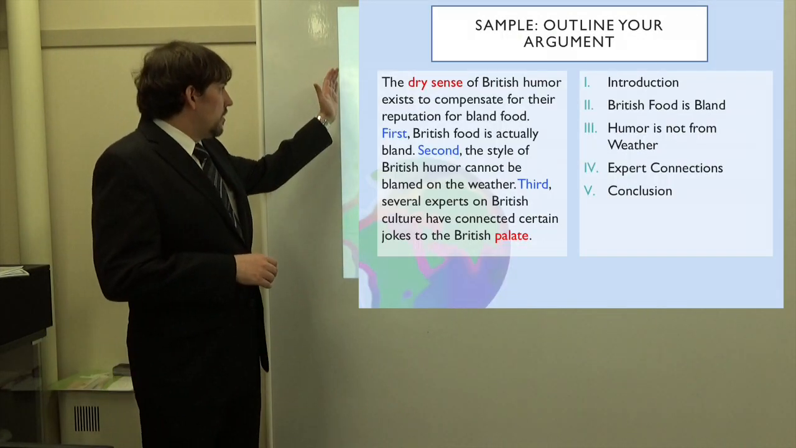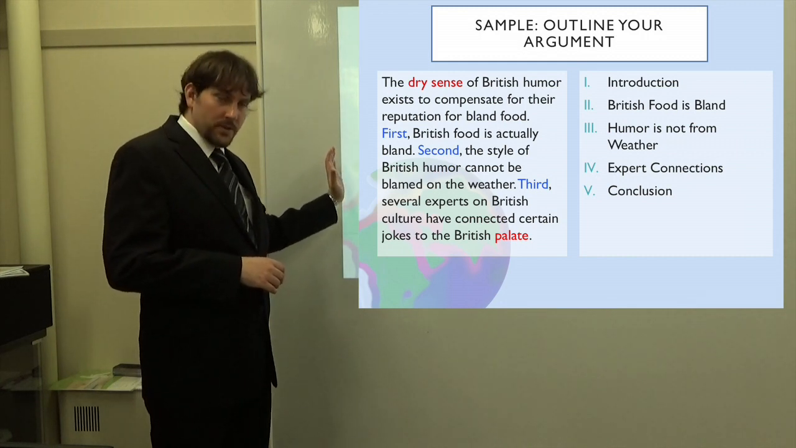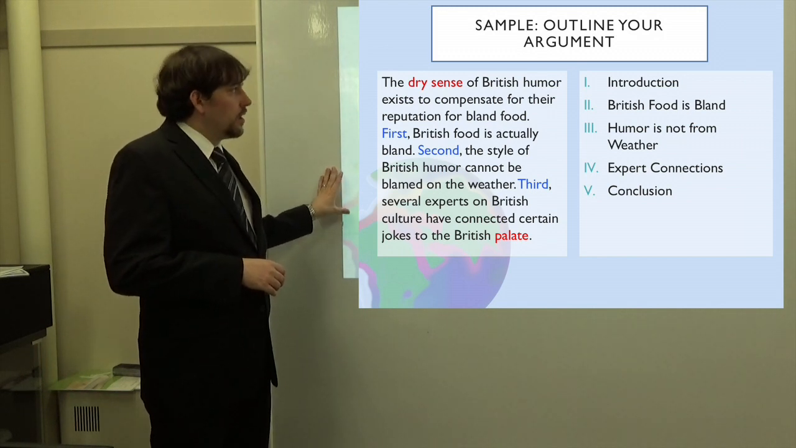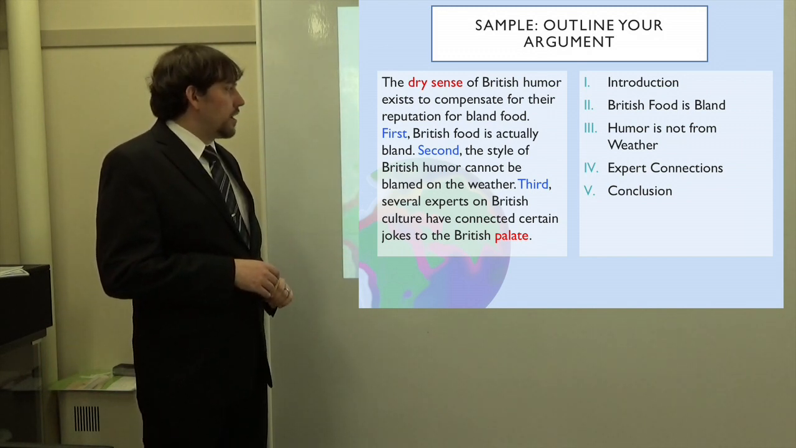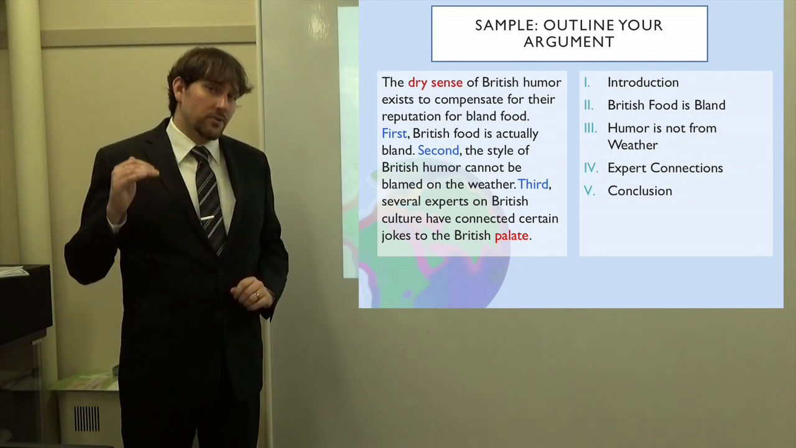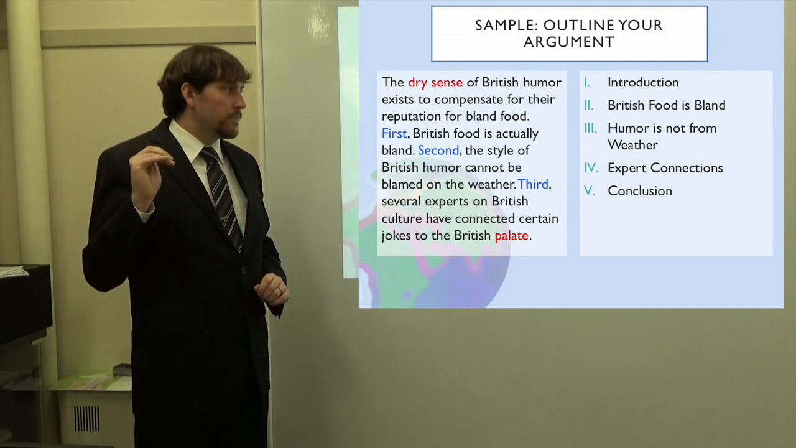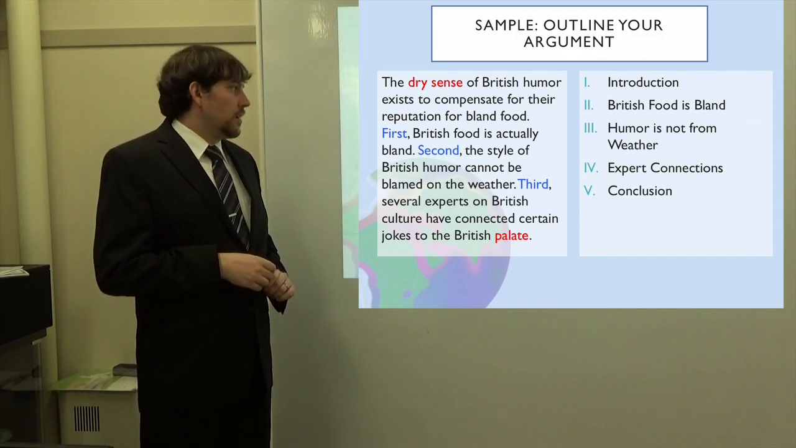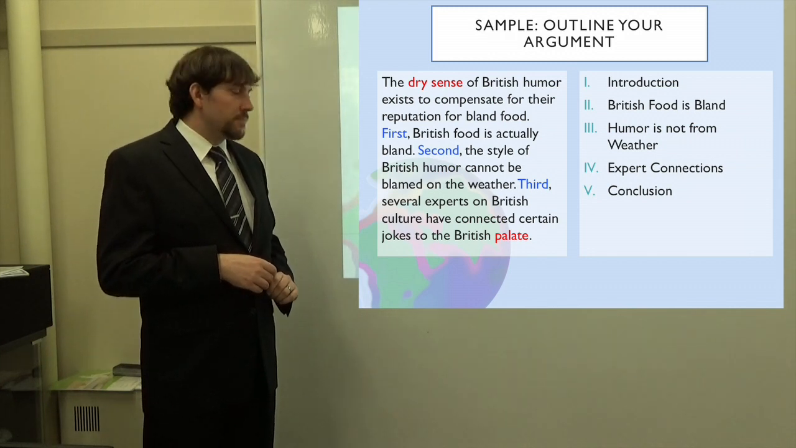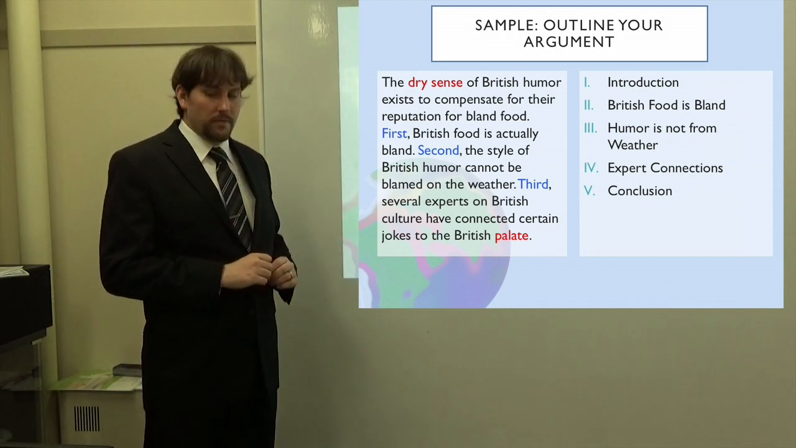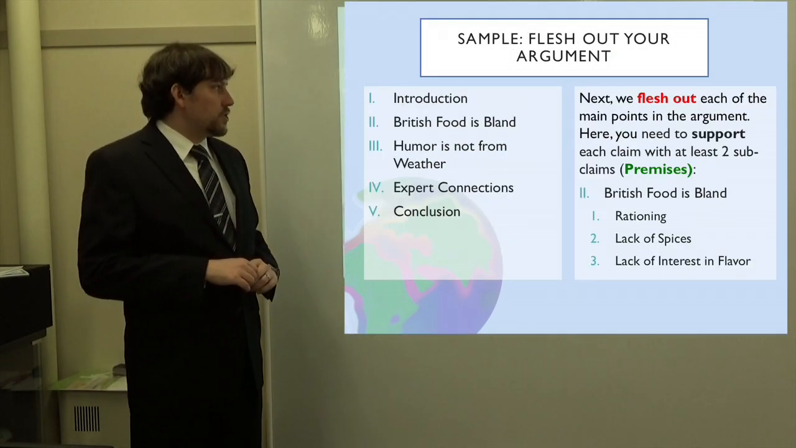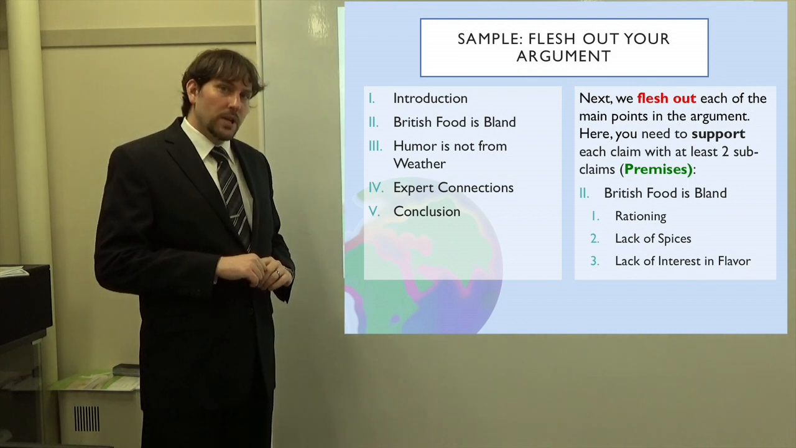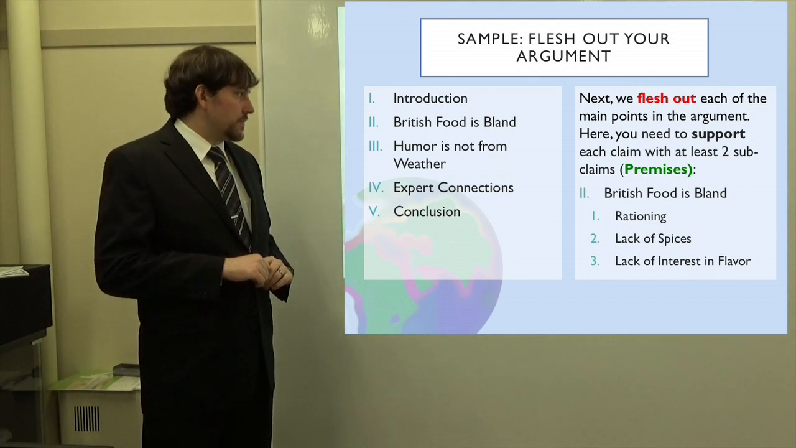So we have here on the left the same sample short paper, the same summary that we had earlier. If we look now at what we have on the right, we can now divide that into an introduction, the claim that British food is bland, the claim that humor is not from the weather, the claim that there are expert connections, meaning there are experts that draw this connection, and finally a conclusion. So now we flesh out each of the main points in the argument. To do this, we will need to support each of these points with multiple claims.